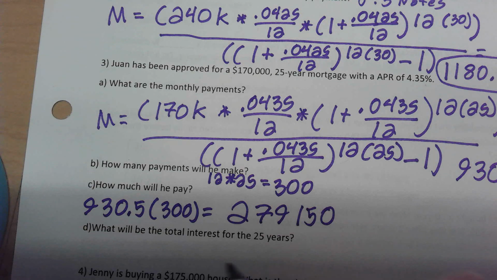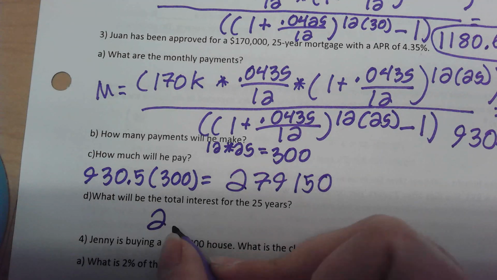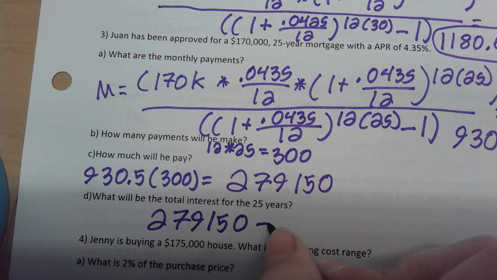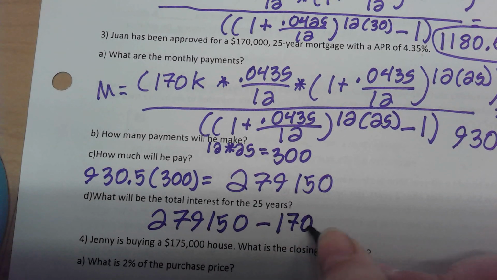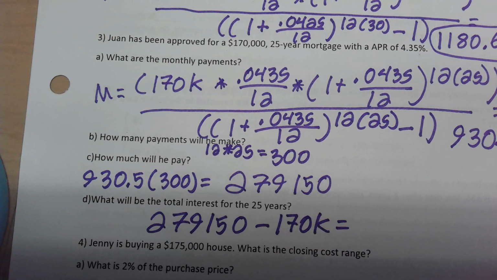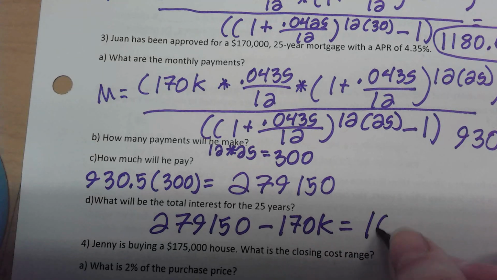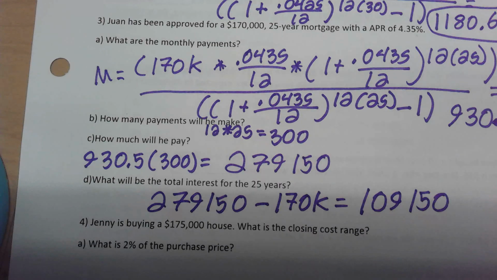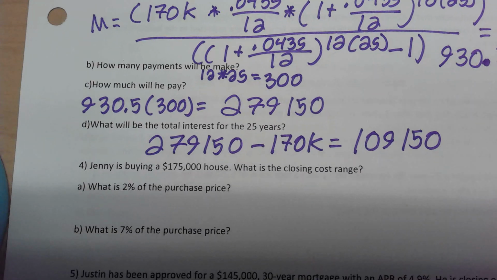So we subtract the total paid, so the 279,150 minus 170,000. Okay, and we got $109,150. So that would be the total interest.